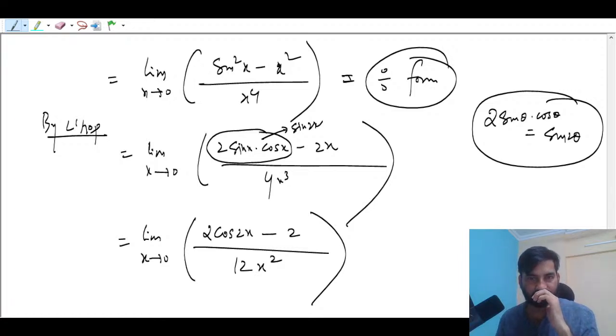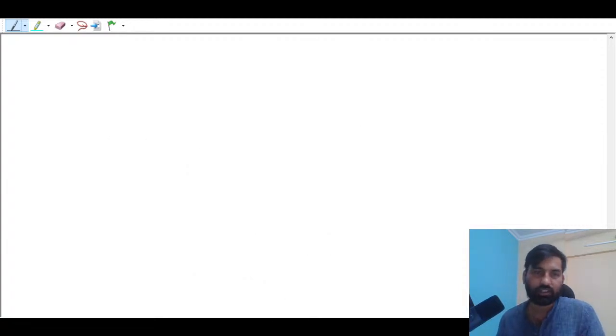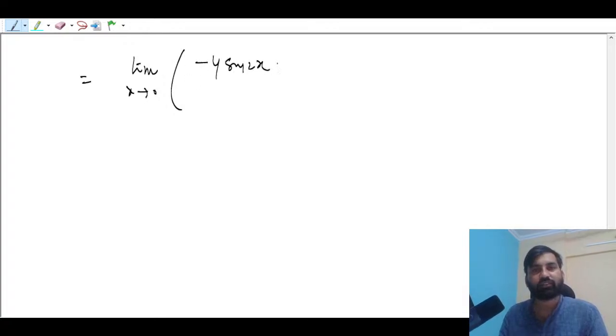Now you see what we can do here, guys. Is it 0 by 0? If you plug 0, it is nothing but 2 minus 2, that is 0 by 0. Yes, it is 0 by 0 form. You can further differentiate it. So if you differentiate further, that is nothing but minus 4 sine 2x upon 24x.